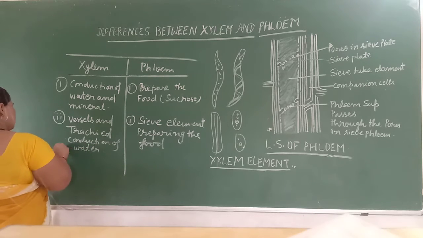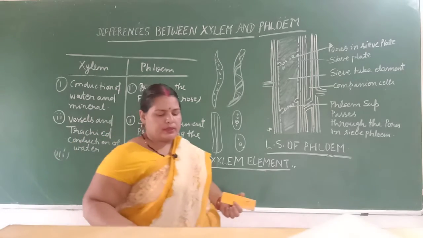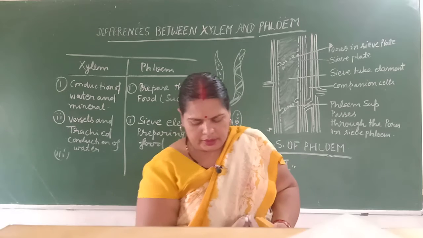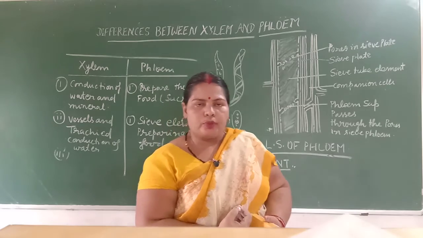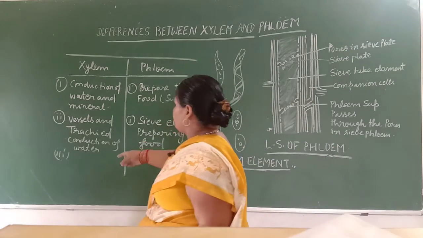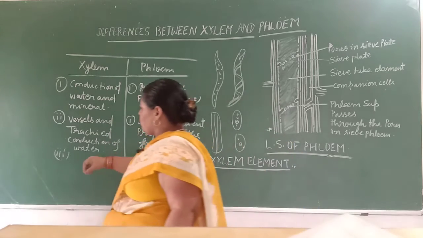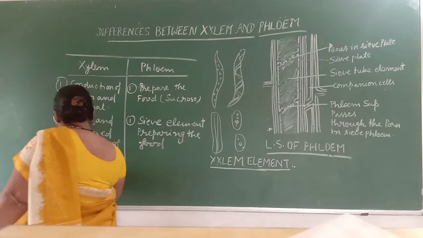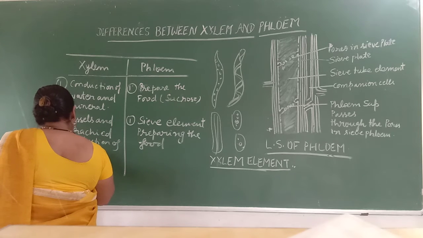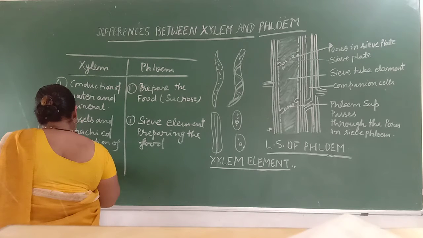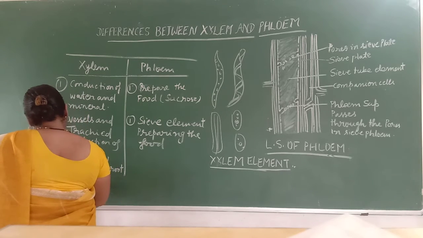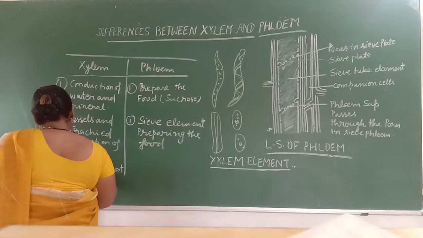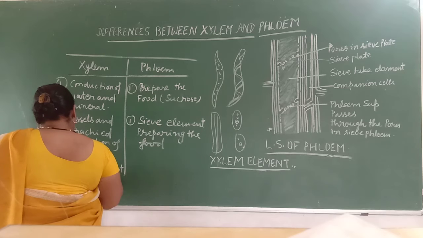And the third and main function is that xylem conducts water and minerals from the root to the stem, to the leaves.